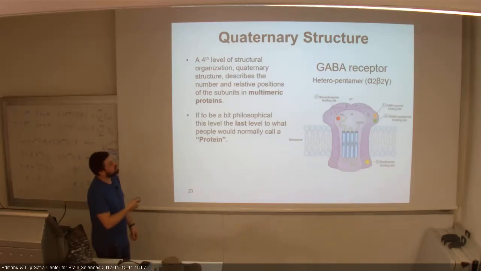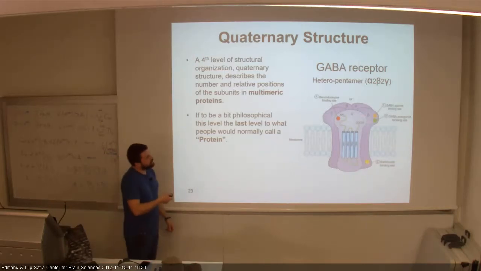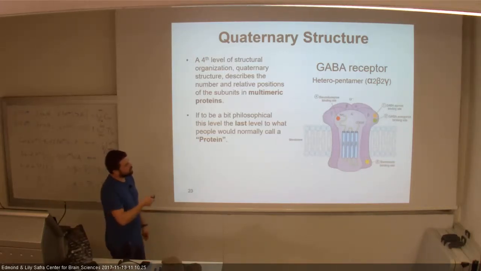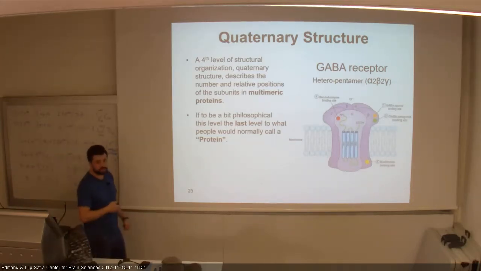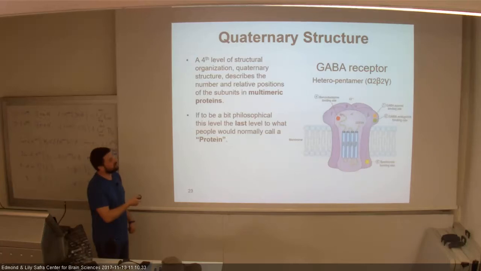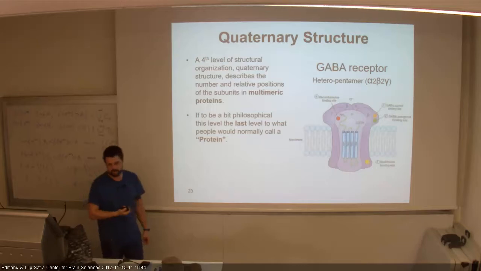In this case, we have a heteropentamer, because it's composed of different subunits. So you have 2 alpha subunits, 2 beta subunits, and 1 gamma subunit. When GABA, which is an inhibitory neurotransmitter, binds to this receptor, it opens the channel, and chloride ions can penetrate the cell. Questions about that? For example, if all the subunits were alpha, we would say that this is a homopentamer, not a heteropentamer.